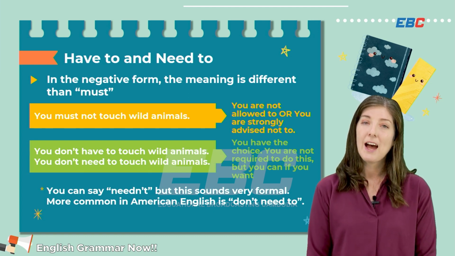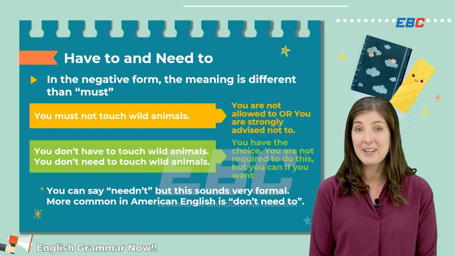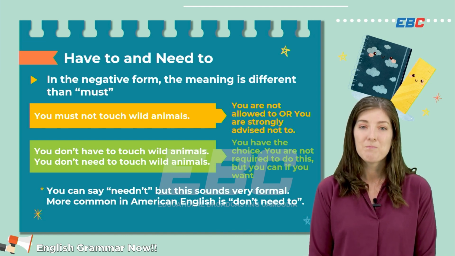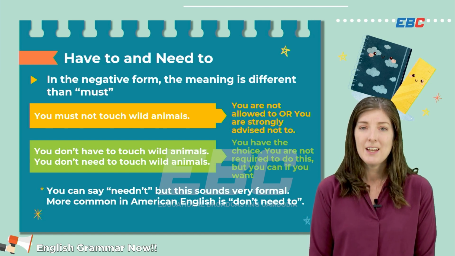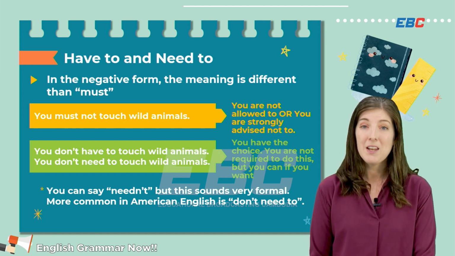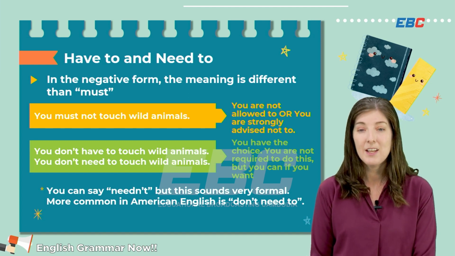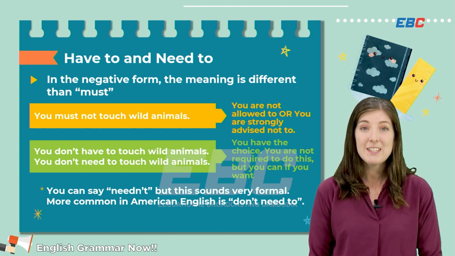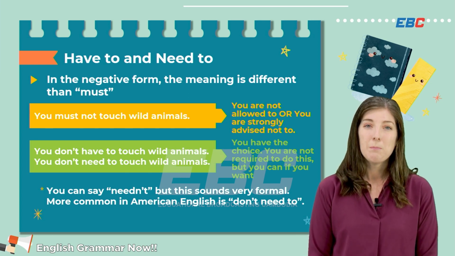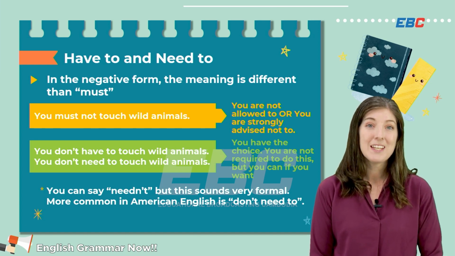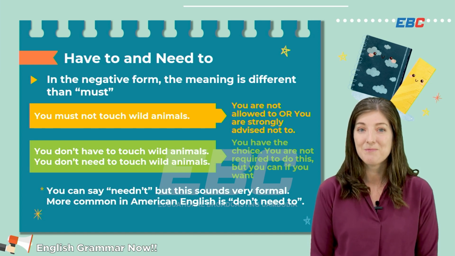But if we use have to or need to in the negative, it has a different meaning. If you say, you don't have to touch wild animals, or you don't need to touch wild animals, it means you have a choice. You are allowed to do this, but you are not required to do this. You have the choice about what to do. So those are two very different meanings in the negative. Be careful to use the correct modal or semi-modal when you're using the negative form of these three.